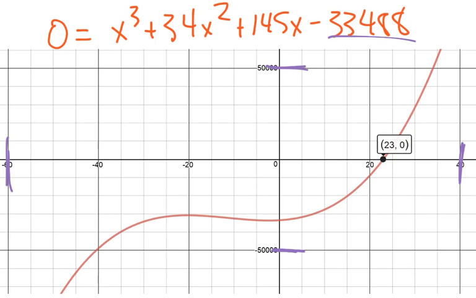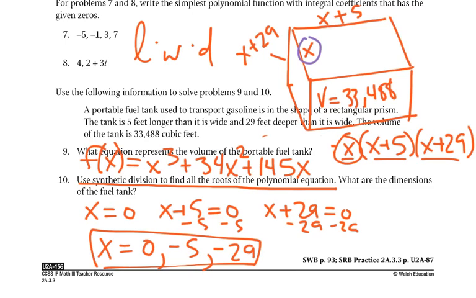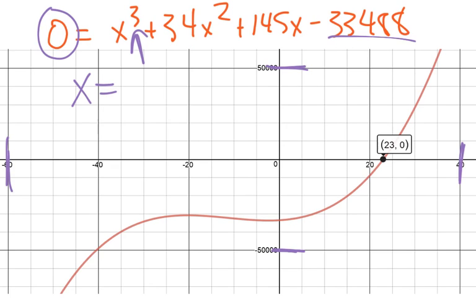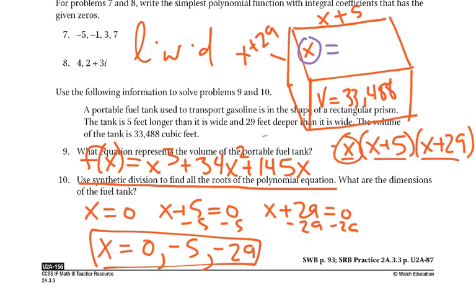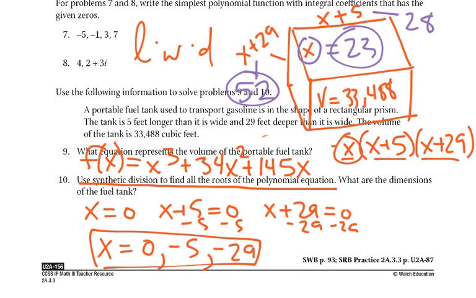Okay, so what we should notice here is a few things. First, we should have 3 roots, right? Since our whole thing's equal to 0, we're solving for x, okay? Because our width is going to be x. So we look at this, and our width, okay, we only have one real 0. The rest are imaginary. So the only possible answer is 23. So our width is 23, okay? So if our width is 23, add 5 to that, that gives us our length. Add 29 to that, and that gives us our depth. And there we go.